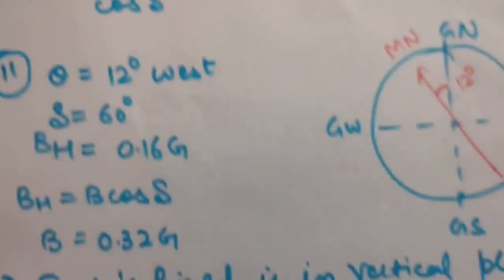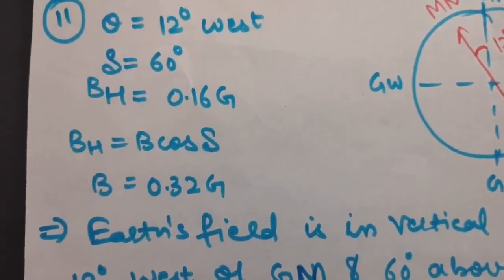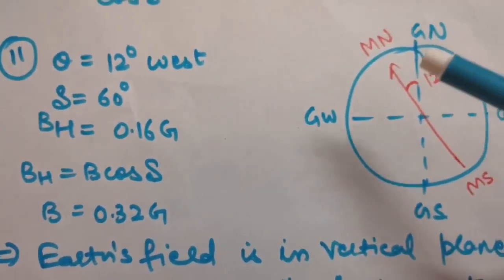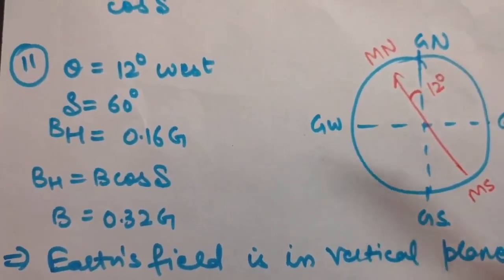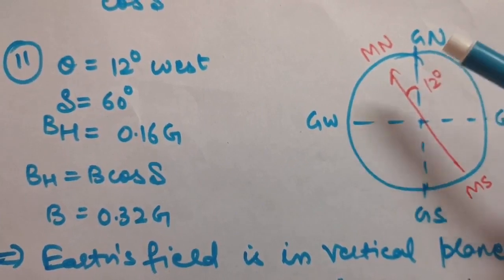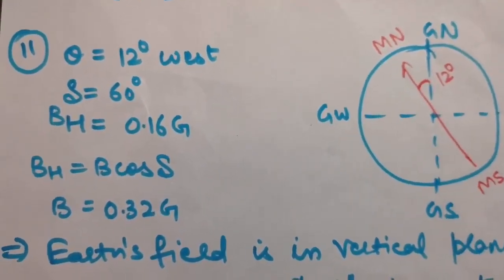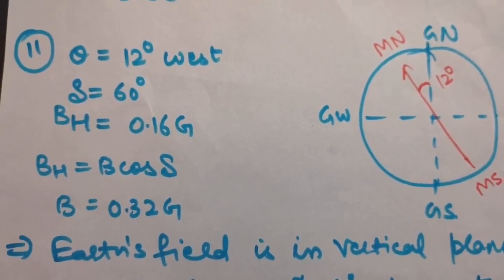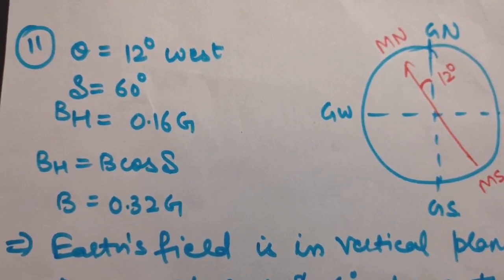Okay, in question number 11, it is given that at a certain location, the compass needle points 12 degree towards magnetic north, or 12 degree from the west of geographical north. Okay, and the north tip of the magnetic needle of a dip circle placed in the plane of magnetic meridian points 60 degree above the horizontal.